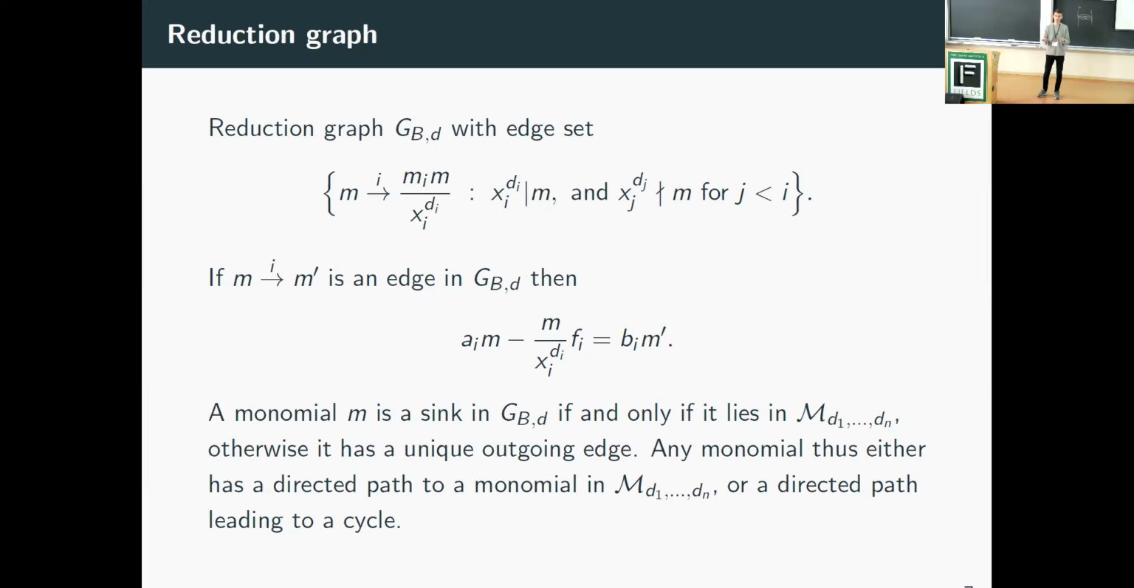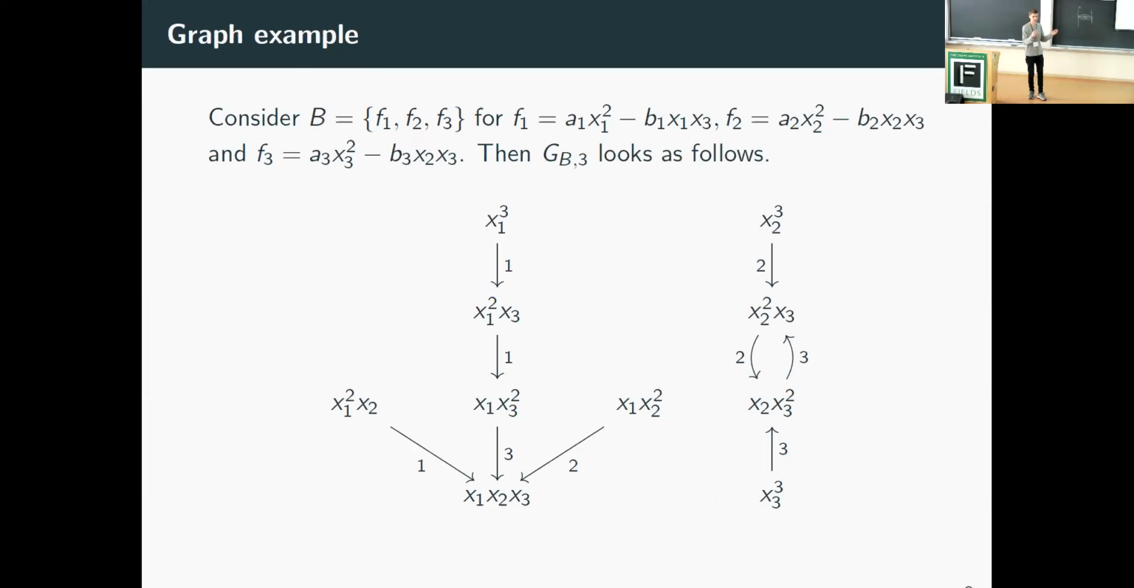So if we start at any monomial in this graph and try to follow the unique outgoing edges as long as we can, we will either end up at a monomial in this monomial basis M d1 to dn, or we will find a directed cycle. And these two different possibilities will determine, it turns out, a lot about what happens with the monomials in the quotient by these guys if they determine a complete intersection. But let's take an example just so we understand how this may look.